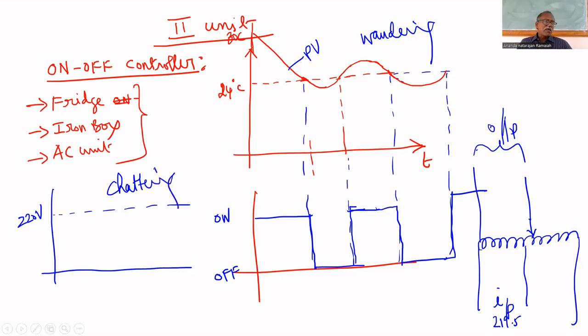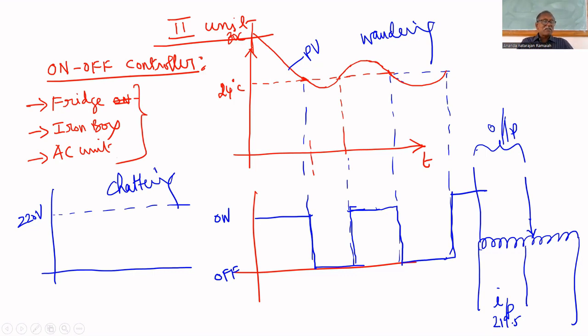The chattering problem may come in on-off control. There are two problems. One is wandering around the set point. It never settles at the set point. It will wander around the set point. For example, at 24 degrees centigrade, it will wander around the set point. It will be either above or below the set point, not at the set point.